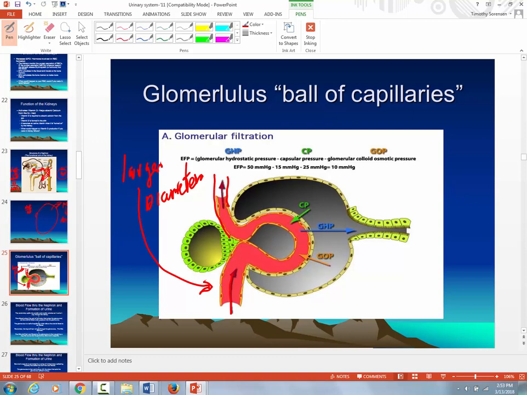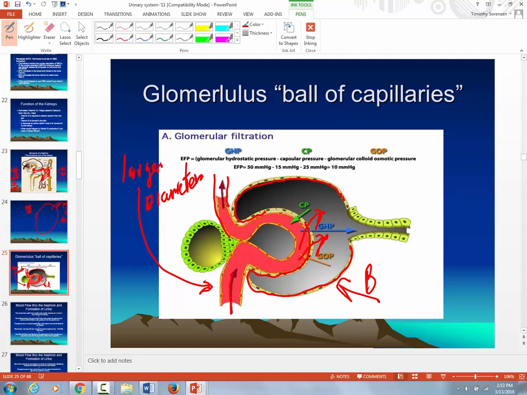You got me? And then that blood's going to come into the glomerulus, and pressure is going to build up in that glomerulus, and it is going to force water, electrolytes, glucose, vitamins, fatty acids out of the glomerulus. Who's with me so far? And this is very important. Surrounding the glomerulus is what captures that filtrate. And that is called Bowman's capsule or the glomerular capsule.